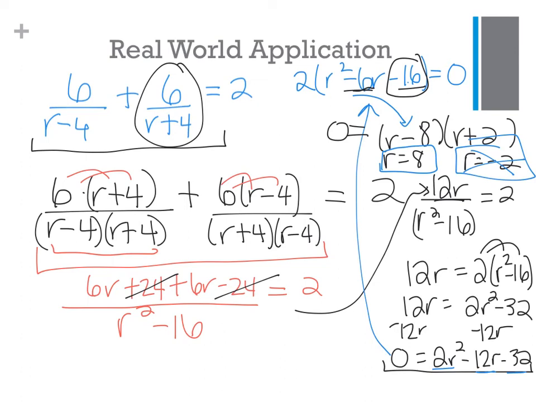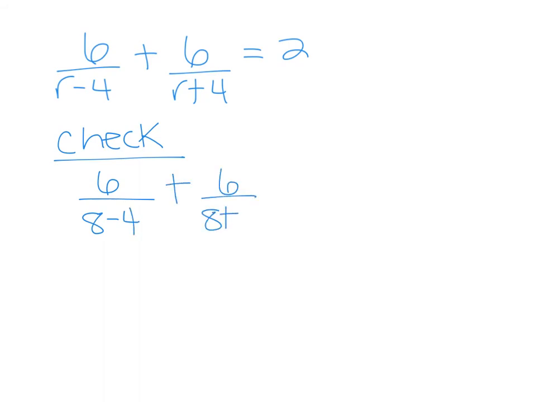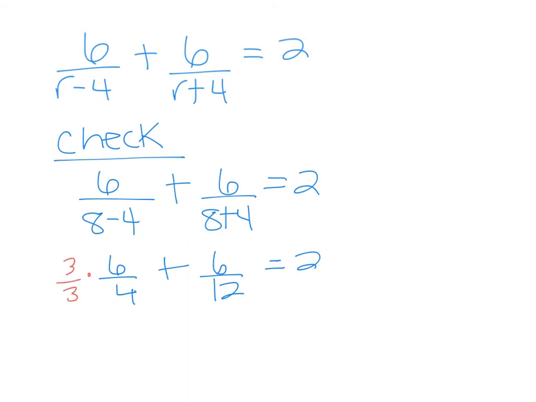So what I'm going to do on the next screen is just check to see that r equals 8 checks out, and we will have our solution. Alright, so checking our solution of r equaling 8, I get 6 over 8 minus 4 plus 6 over 8 plus 4 equals 2, and I get 6 over 4 plus 6 over 12 equals 2. And if I multiply top and bottom here by a positive 3, you get 18 over 12 plus 6 over 12 is equal to 2.